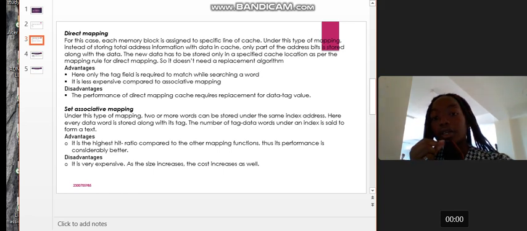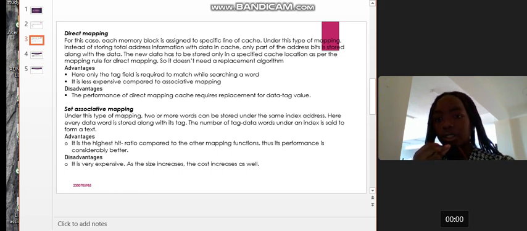So let's look at direct mapping. In this case, each memory block is assigned a specific cache location. Under this type of mapping, instead of storing the total address information with the data in the cache, only part of the address bits is stored along with the data, and the new data has to be stored only in a specific cache location as per the mapping rule for direct mapping. So it doesn't need a replacement algorithm.